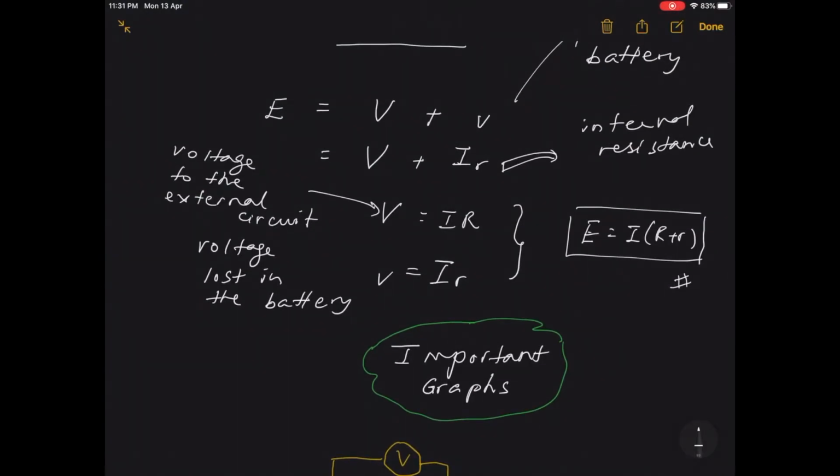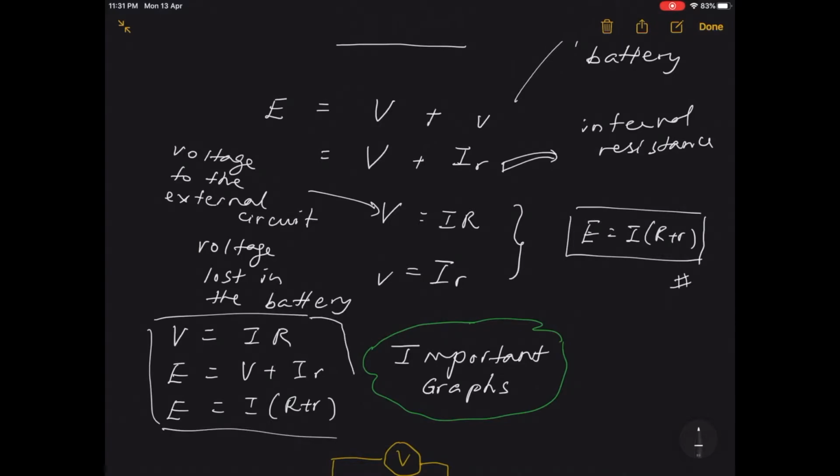Number 1, you need to know that V is always equal to IR. The V refers to the voltage to the external circuit. Secondly, you must know E is equal to the V plus the I small r. And finally, E equals to I big R plus small r. So I will show you how to make full use of these three equations in the question that I'm going to show you later.